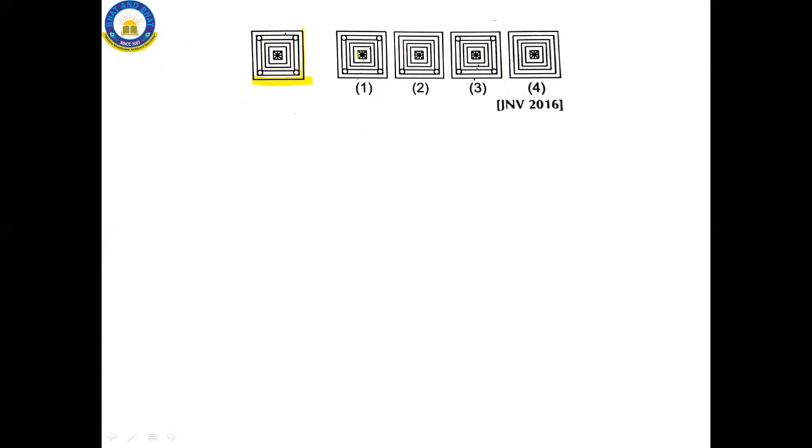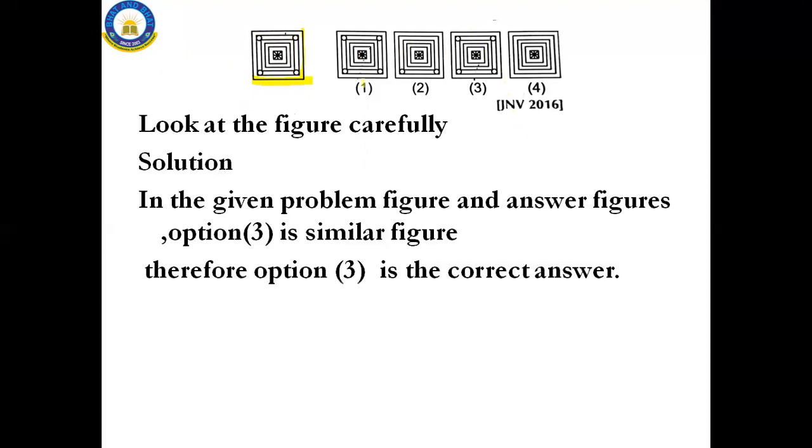Now come to option 1. Why is option 1 not the correct answer? There you have to look at the figure carefully. See, it has 1, 2, 3, 4, 5. Yes, the lines are correct. And then see the 4 circles, 1, 2, 3, 4, and then the shaded part. Okay, the shaded part is also correct. And then is this correct? See, 1, 2, 3, 4, 5, 6. It has a 6th line. So option 1 is not the answer.